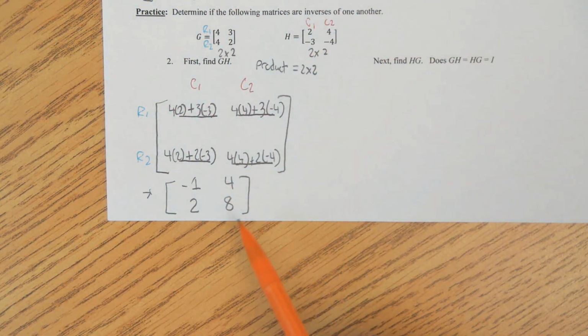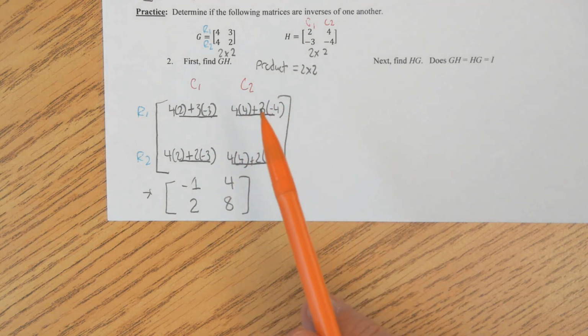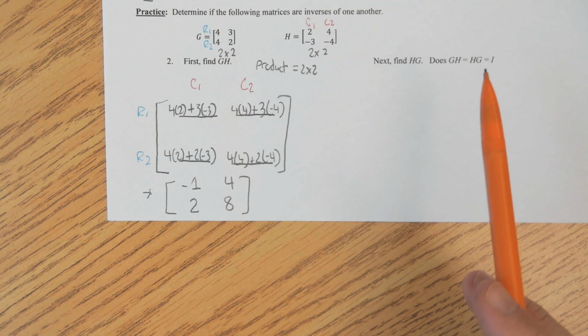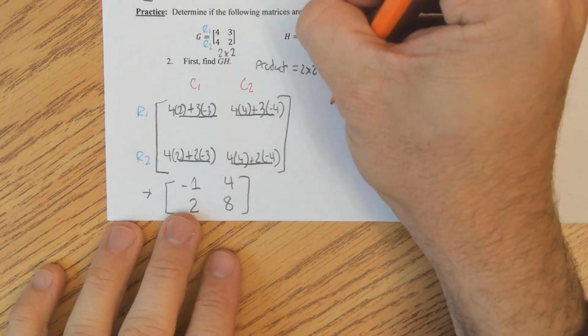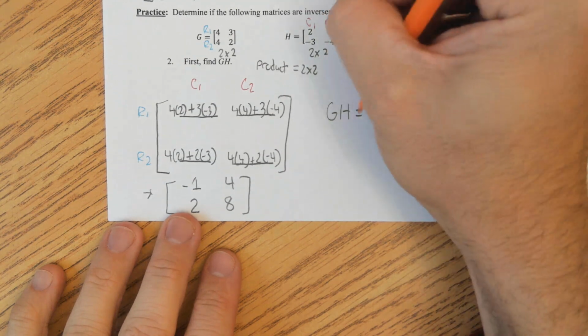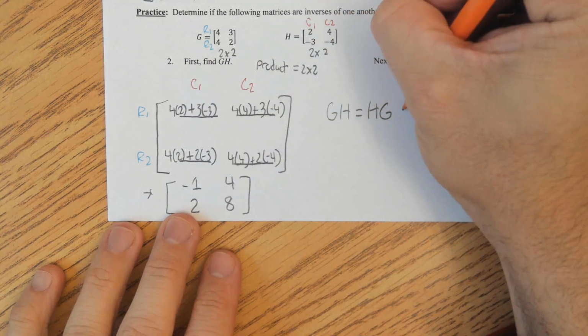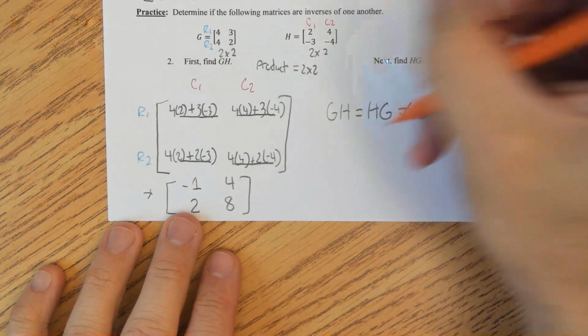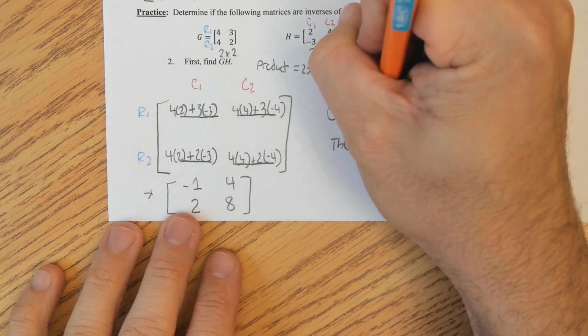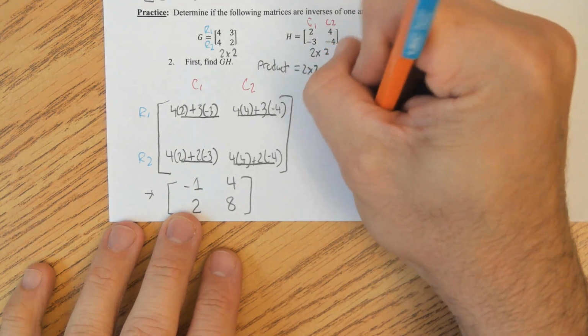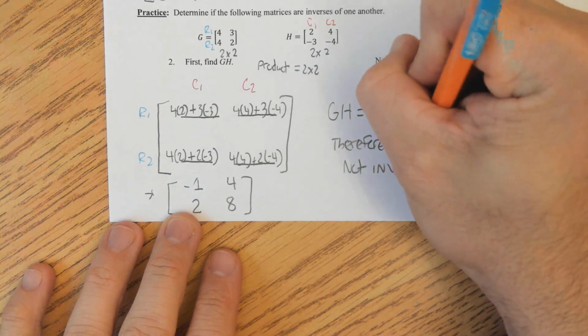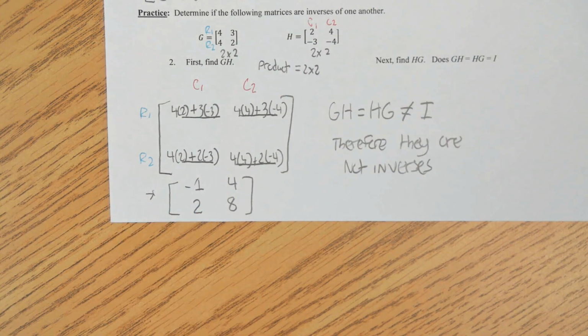So we did not get the identity matrix here by doing G times H. So therefore, we don't even need to test H times G. G times H did not give us the identity matrix. We don't need to test HG. So GH does not equal the identity matrix. Therefore, they are not inverses. And make sure you know how to show that. Okay?